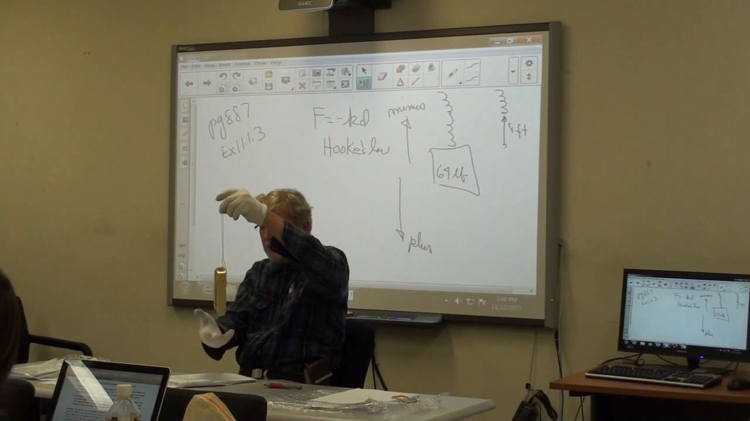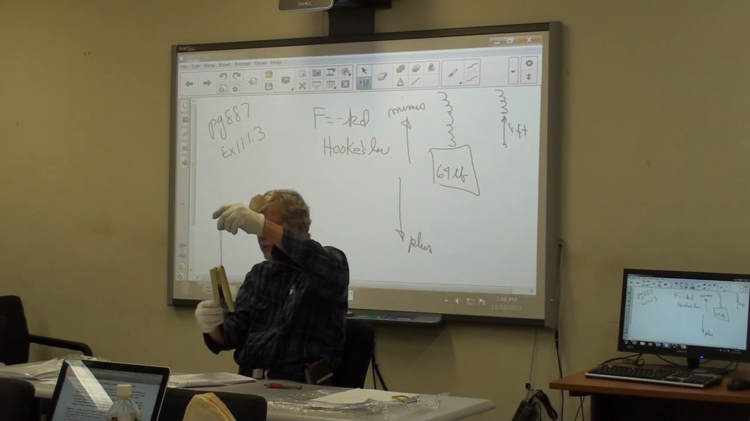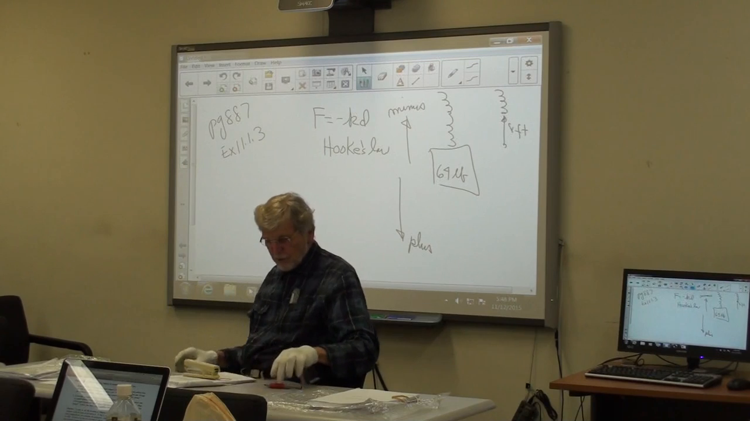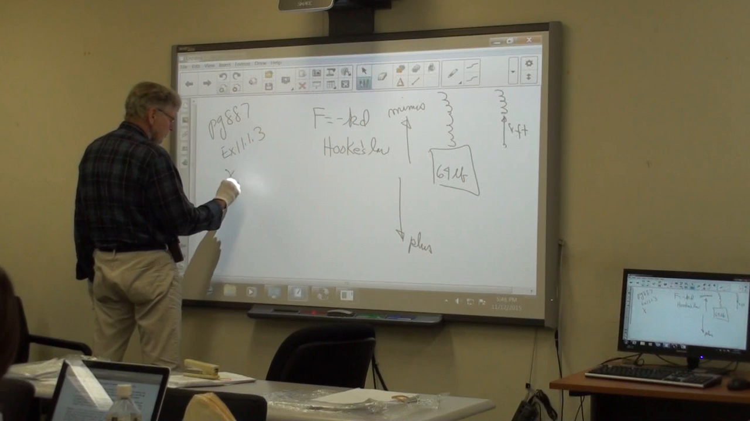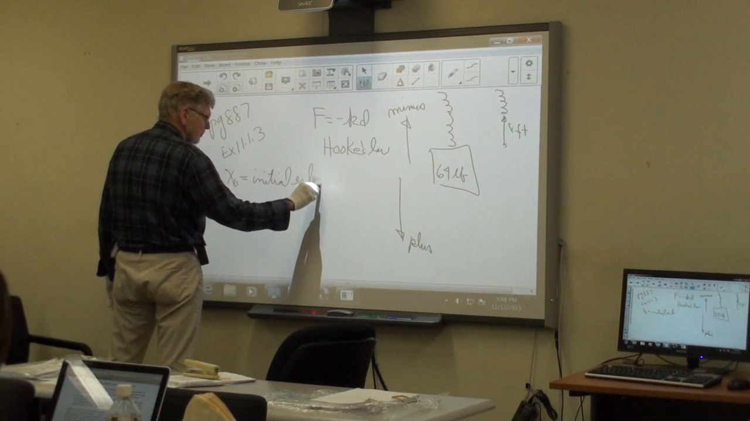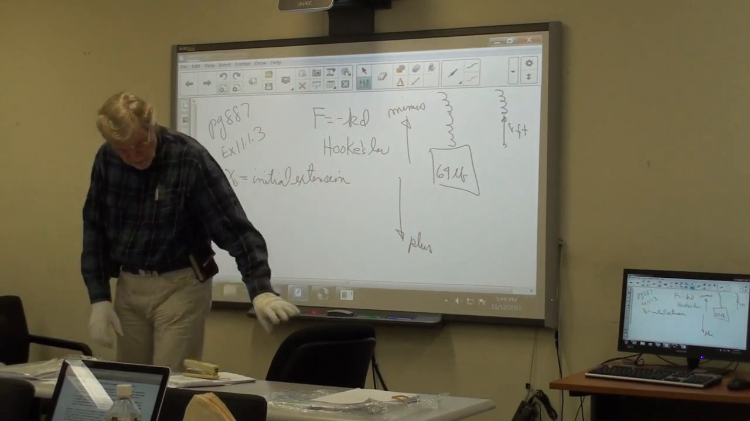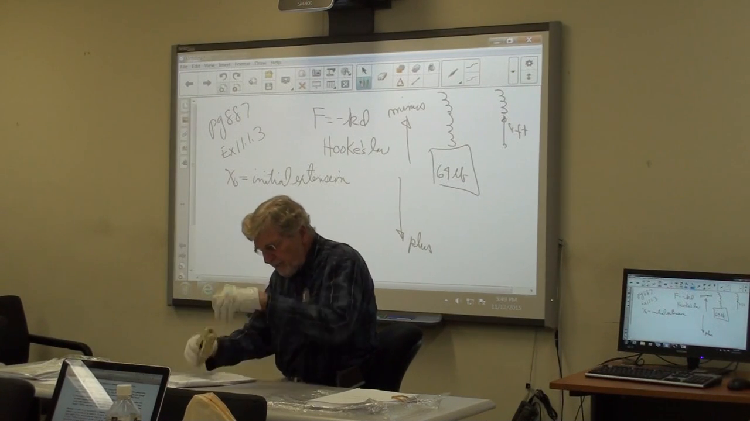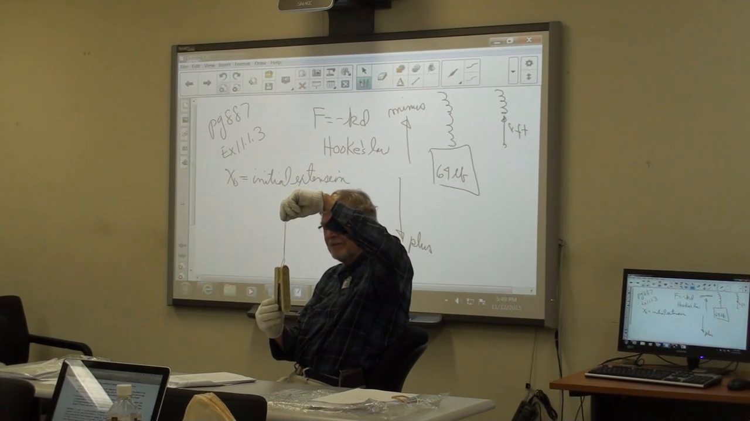Now what happens is I'm going to make an initial displacement. I'm going to pull it down and hold it. Now I have extended it an initial amount. So the amount of initial extension I'm going to call x zero. As soon as I let go of it, if it was a real spring, it would pull it back up, right? It would compress.